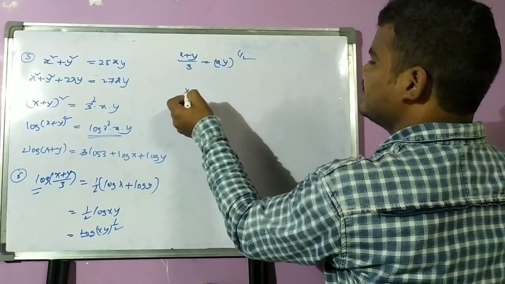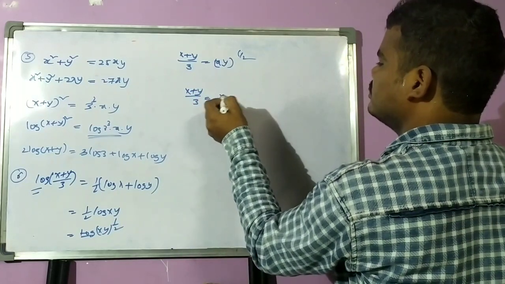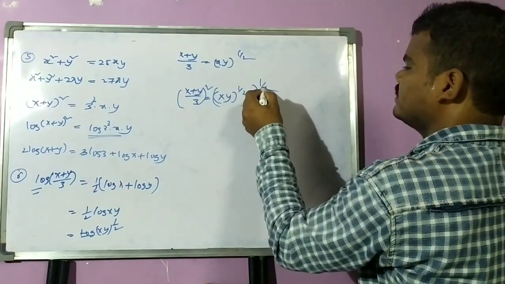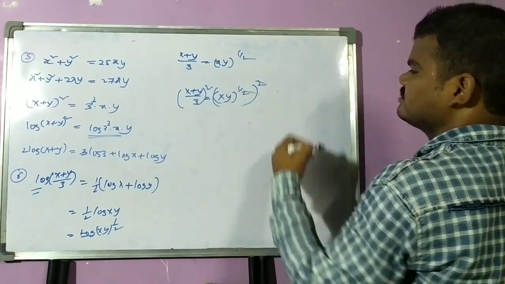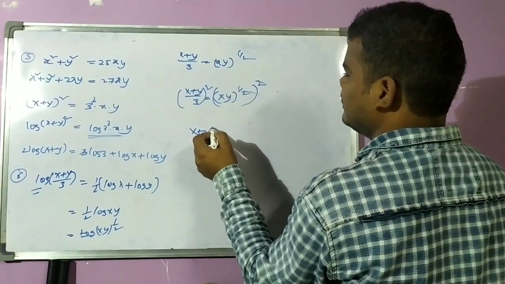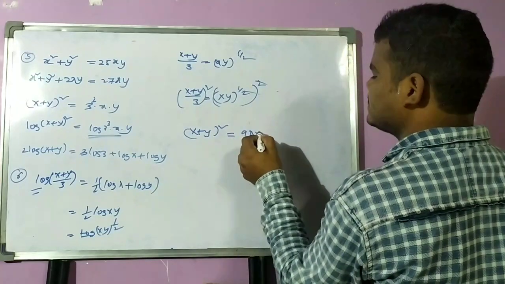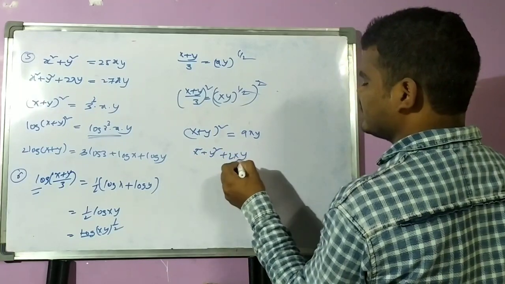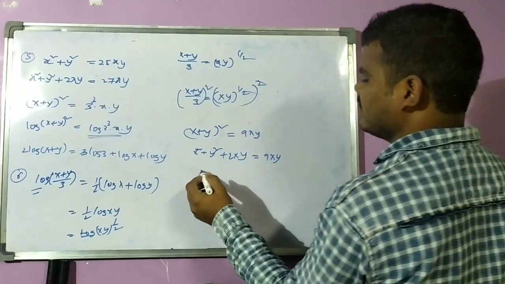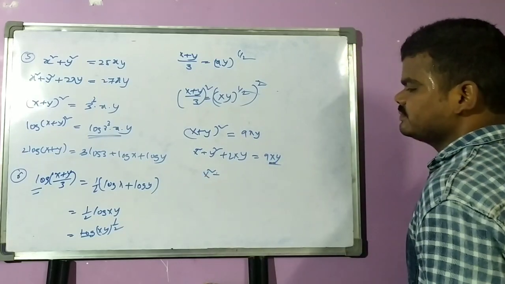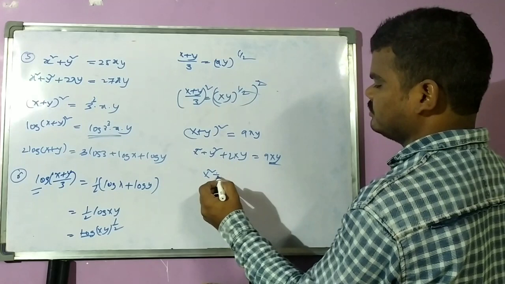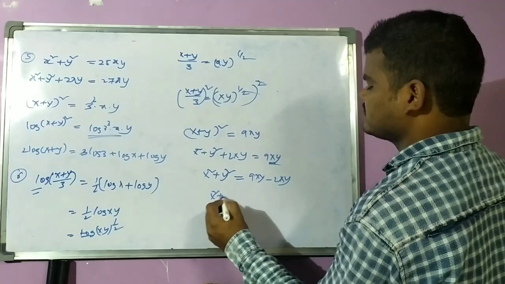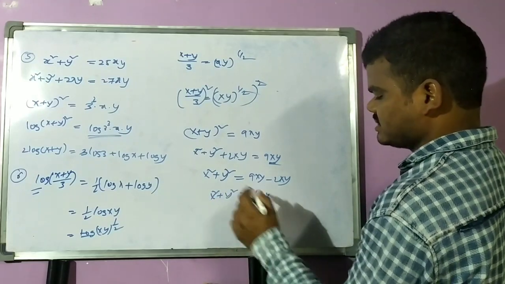Squaring on both sides, x plus y by 3 whole square is equal to xy, and the 1 by 2 power with the square gets cancelled. x plus y whole square is equal to 9xy. Here x square plus y square plus 2xy is equal to 9xy. Taking 2xy to this side, x square plus y square is equal to 9xy minus 2xy, which is 7xy.